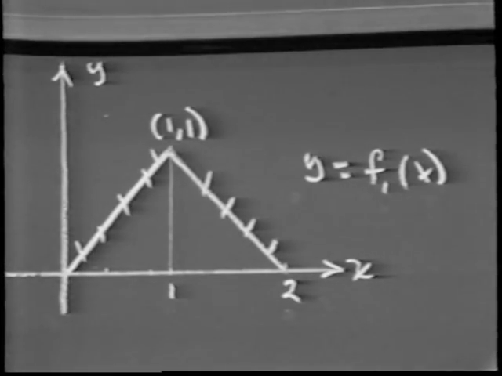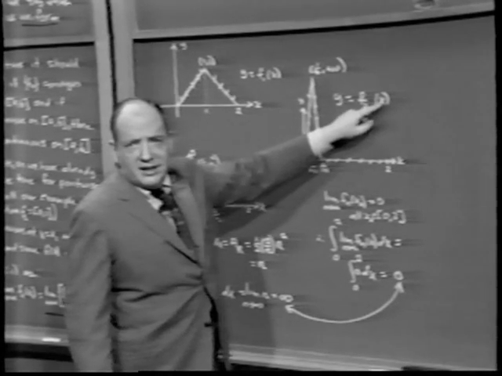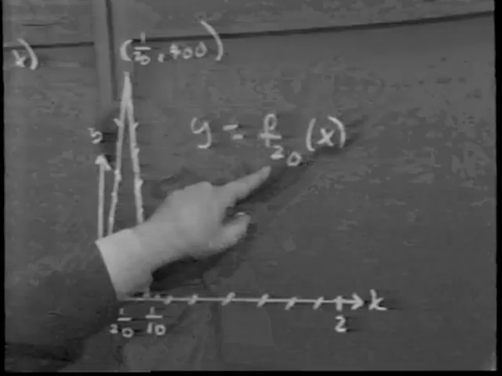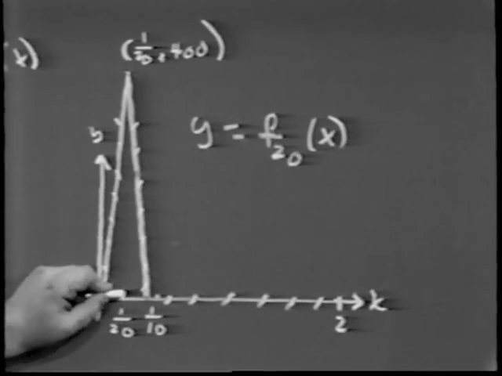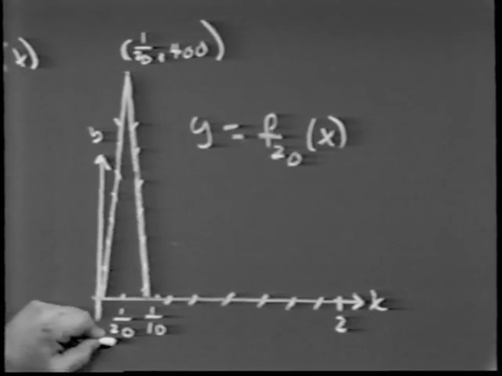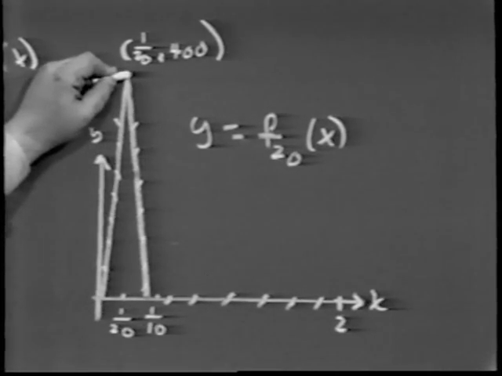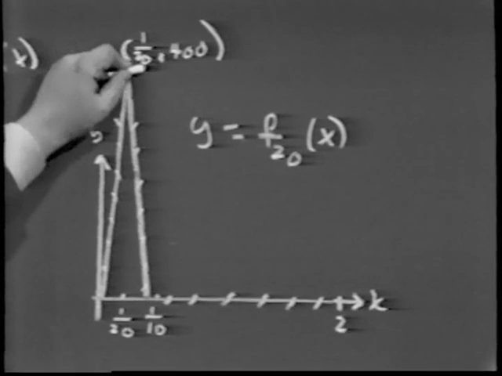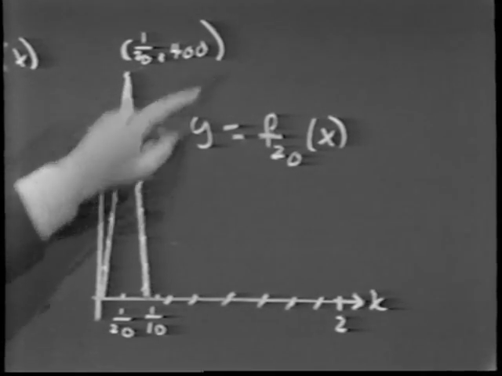Oh, let's try a tougher one. Let's see what the member f sub 20 looks like. Recall how you draw this now. With the subscript 20, what do you do? You come into the point 1 over 20, okay? And at that point, you do what? You locate the point 1 over 20, comma, n squared, in this case is 400.